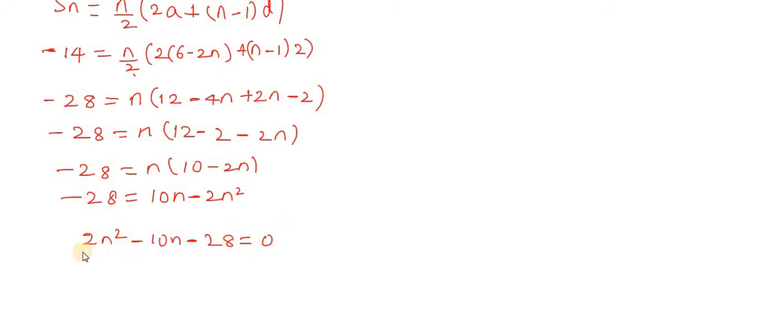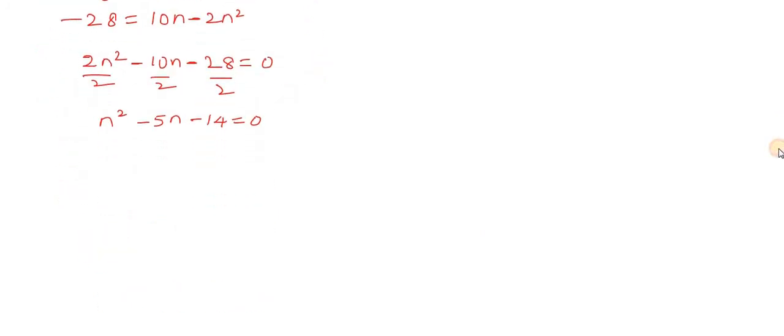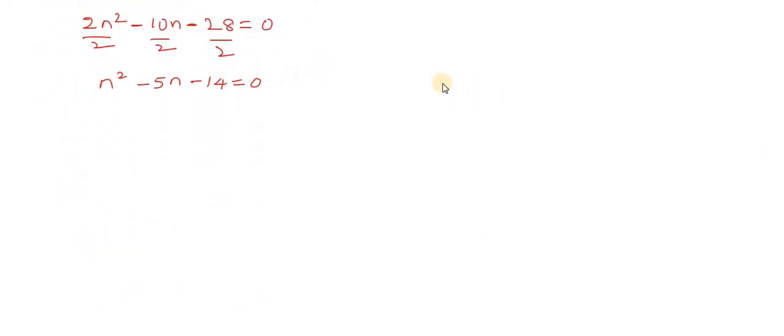So here what is common? 2 is common. You can take out 2 as common, or you can divide by 2, which is the easiest one. So we'll get n square minus 5n minus 14 is equal to 0. Now you can simplify this. We multiply the first and last term: 1 n square into minus 14, so we get minus 14 n square.